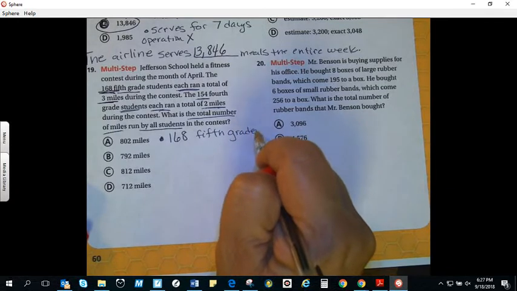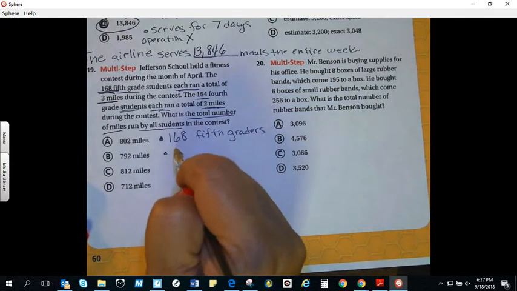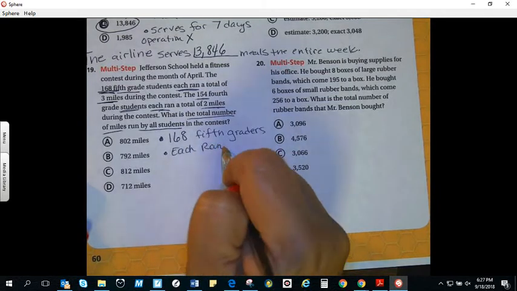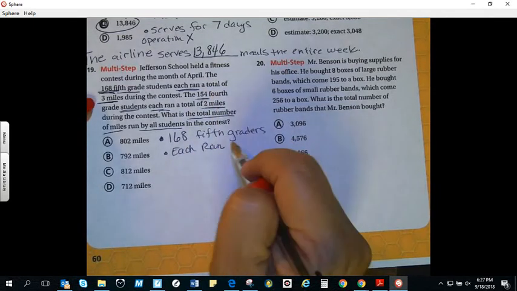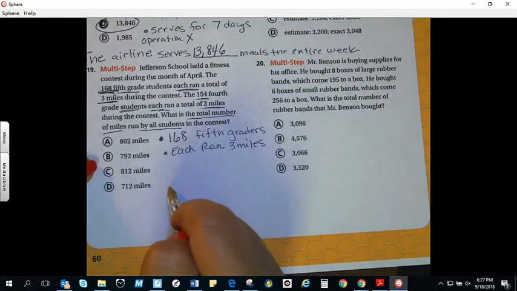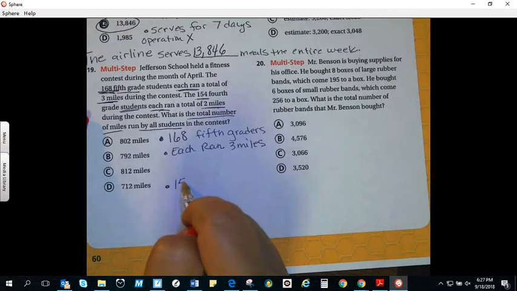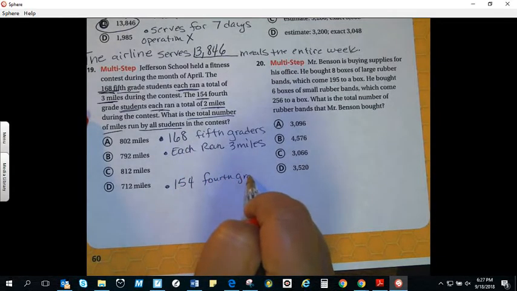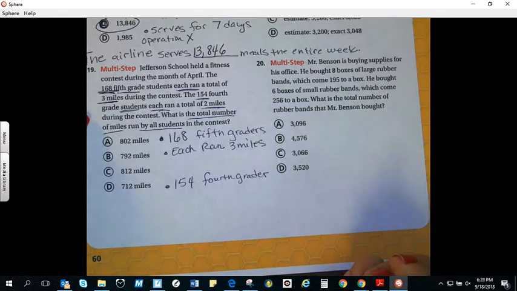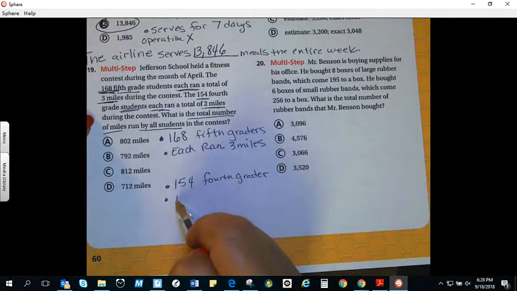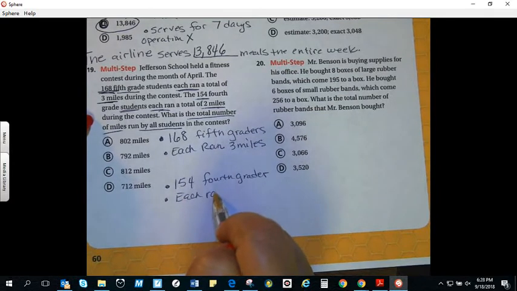I'm going to put fifth graders. Put this one here. Each ran 3 miles. Okay. And then over here I'm putting there's 154 fourth graders, or fourth grade students, whichever one you want to put down, each ran 2 miles.